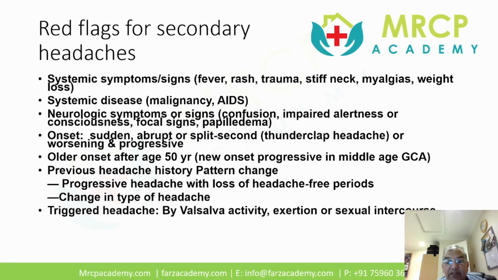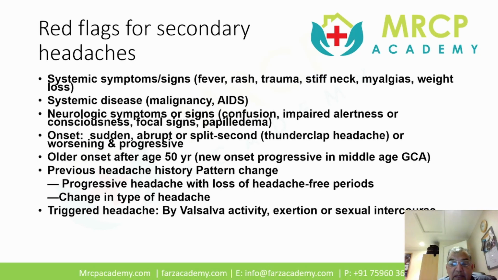Now, there are some red flags for secondary headaches. As mentioned, not all of them are sinister, but some of them you have to be aware of, as they can point to something more serious going on. Therefore, if any headache presents with systemic signs and symptoms, fever, rash, a stiff neck, which can all indicate meningitis, but also if there's a history of weight loss and muscle pains, you have to think about giant cell arteritis. Systemic disease: any headache in the presence of immune compromised conditions such as AIDS indicates a serious underlying cause, or malignancy.